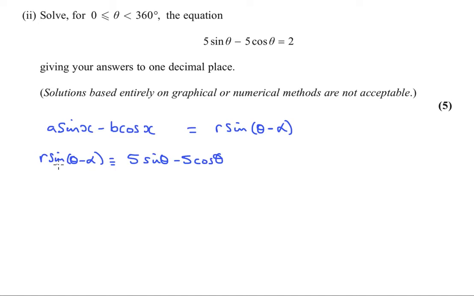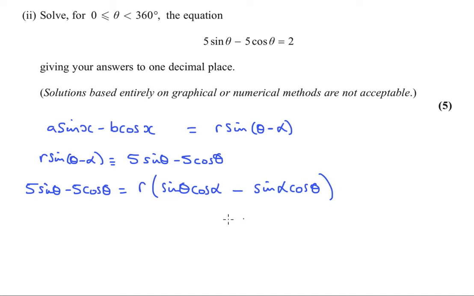This is the double angle formula. So we can expand this, we can rewrite it. I'm just going to switch the way around I've written them. So sine of A minus B is sine A, so that's theta, cos B, so that's alpha, minus the other way around, so sine alpha cos theta. We can multiply the r in.